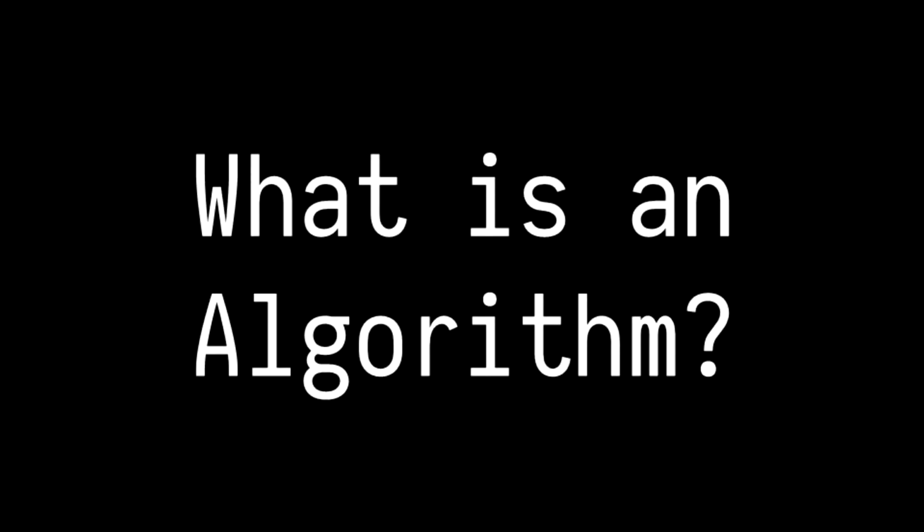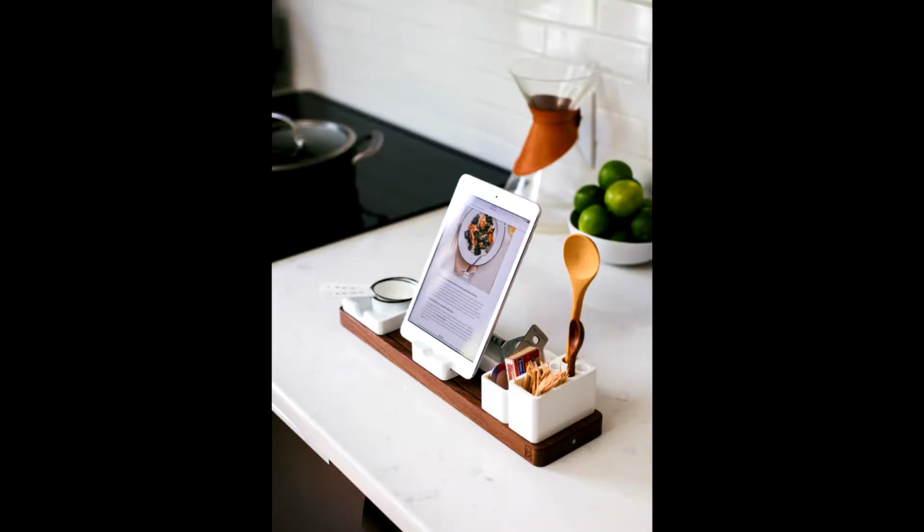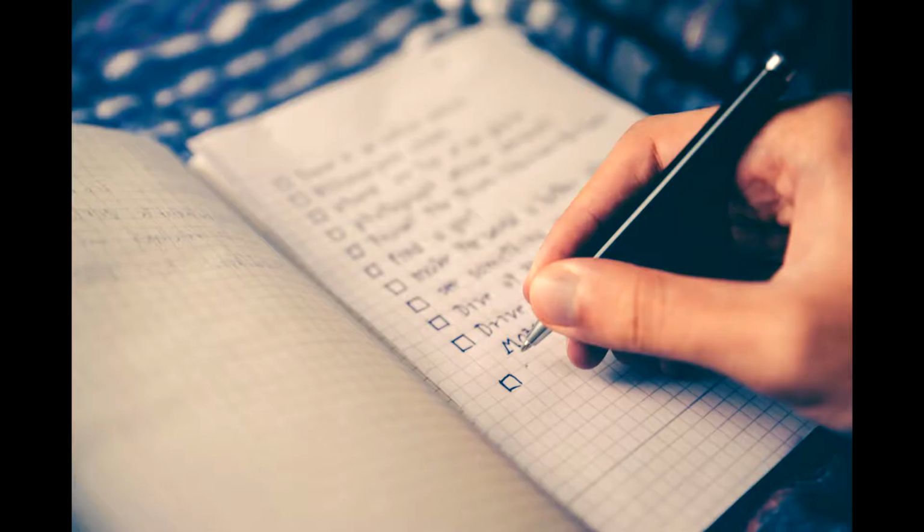So last time we talked about what an input and output is for a computer. Today we're talking about what is an algorithm. An algorithm is a list of steps that tells you what to do. So an algorithm could be a recipe or sheet music or anything that says do this to get this result.